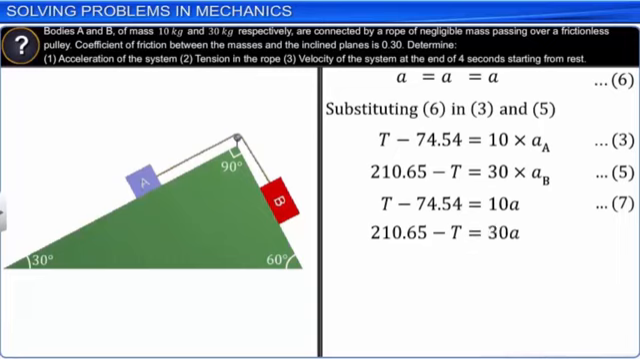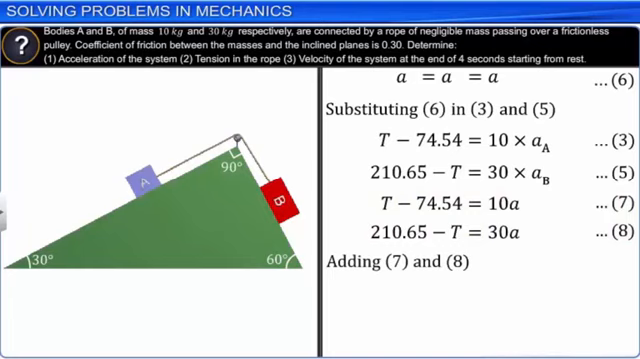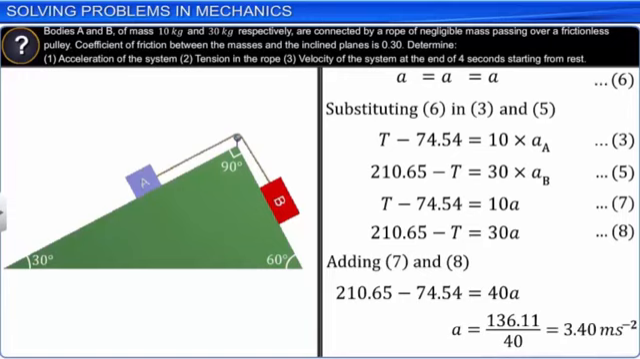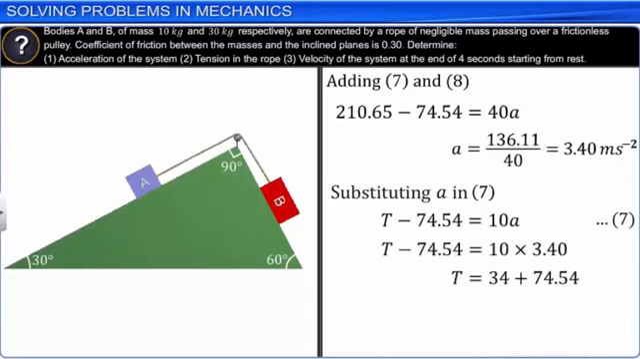Equations 7 and 8 are simultaneous equations with two unknowns, which are T and a. Adding these equations and solving, we get acceleration as 3.4 meters per second squared. Substituting the value of a in equation 7 and simplifying, we get the tension in the rope T as 108.54 newtons. Now, we need to find the velocity at the end of 4 seconds.